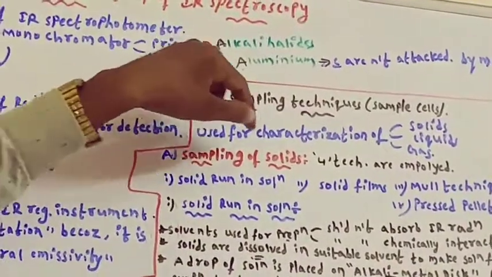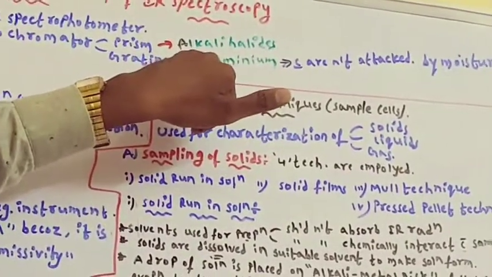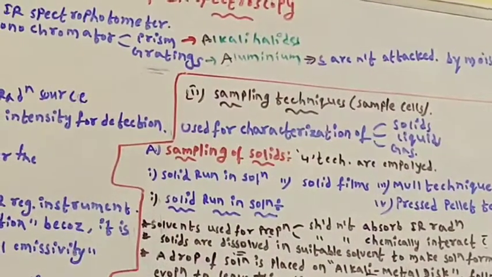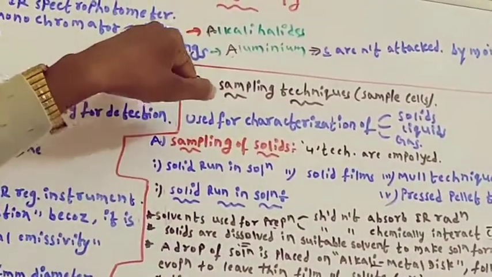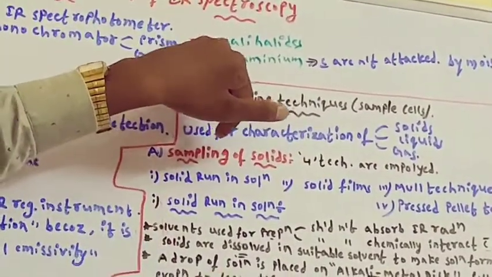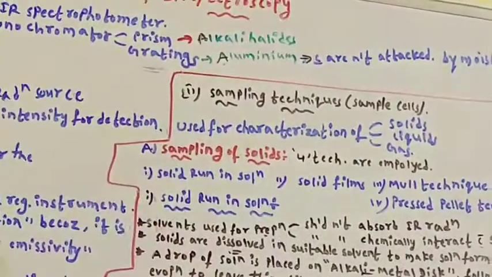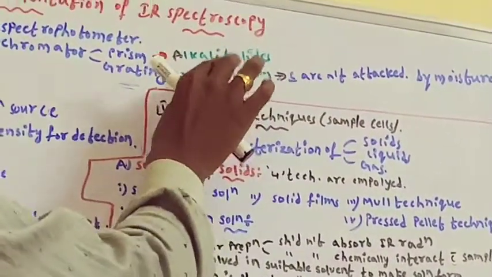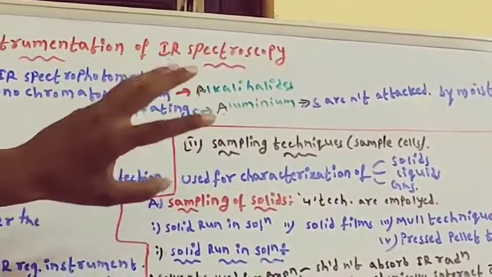But remember, here prisms are made up of alkali halides. In UV-visible spectroscopy they are made up of quartz and glass: in UV the prisms are made up of quartz, and in visible it may be glass. Prisms in IR spectroscopy must be alkali halides, because alkali halides do not absorb IR radiation. And gratings are made up of aluminum, which is not attacked by moisture. So these two things you need to remember.